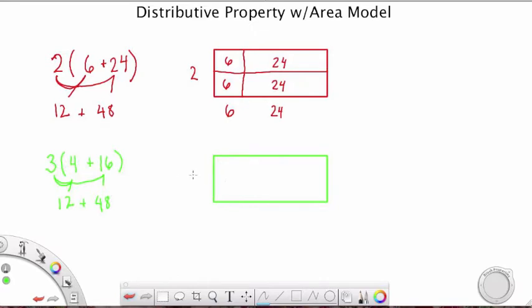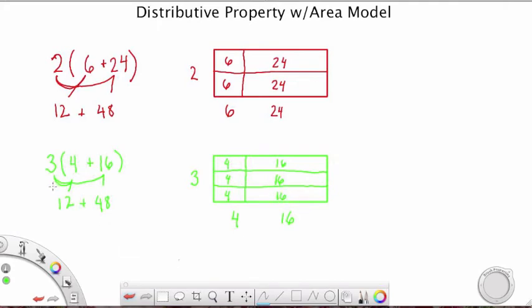So what would that look like? Okay, well, I have 3 over here, and this time I'd have 4 and 16. Okay, so this area represents 4, this area represents 16. So 3 times 4 and 16 would look like this. 3 times 4 is really 4 plus 4 plus 4. And 3 times 16 is really 16 plus 16 plus 16.